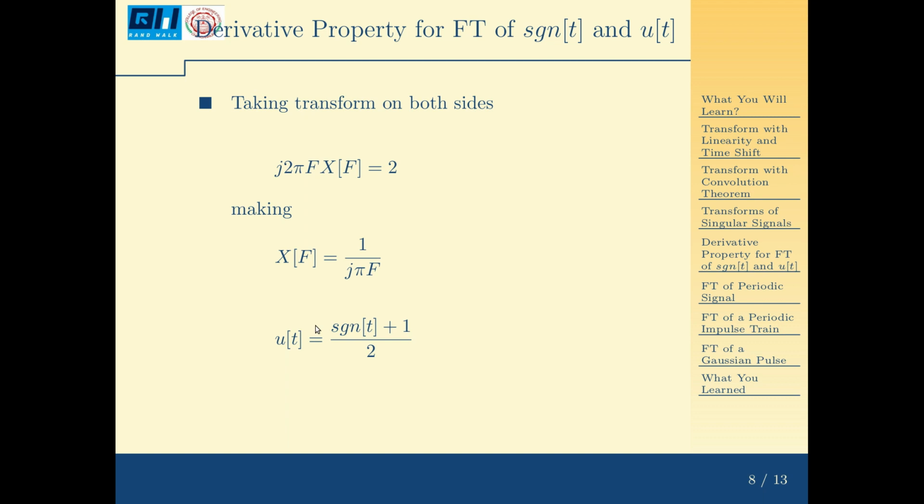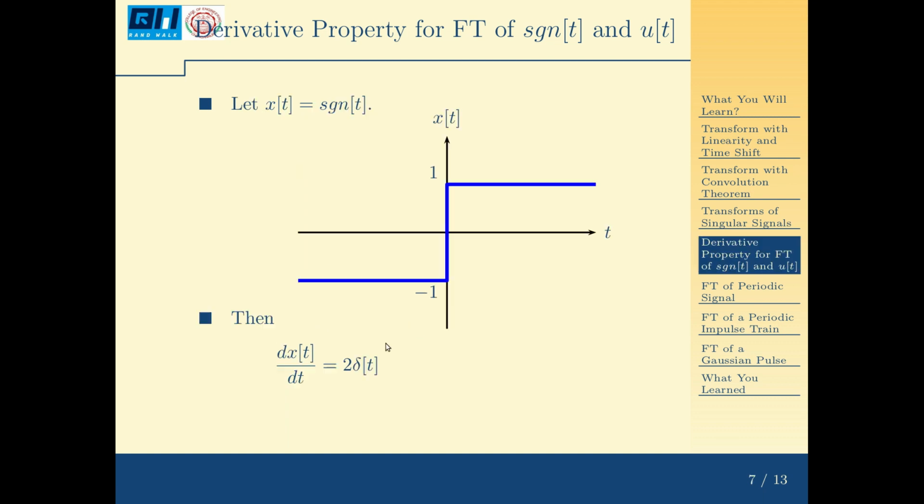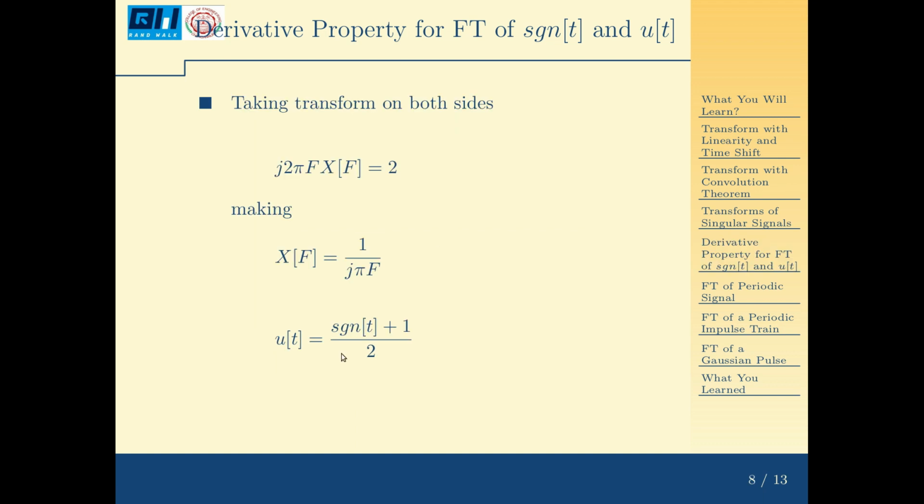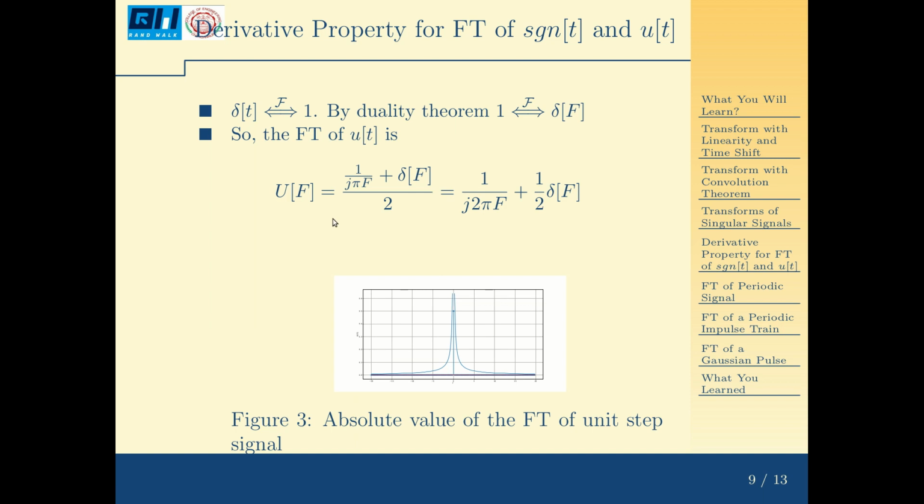Now, how is u(t) related with my sgn(t)? u(t) will be 1 plus sgn(t) by 2. That is, if I add 1 to this function, it will have a value of 2 from 0 to infinity. From minus infinity to 0, if I add 1 to this, the value will be 0. Here the value will be 2. When I divide by 2, it becomes 1, it becomes a unit step. So u(t) is sgn(t) plus 1, all divided by 2.